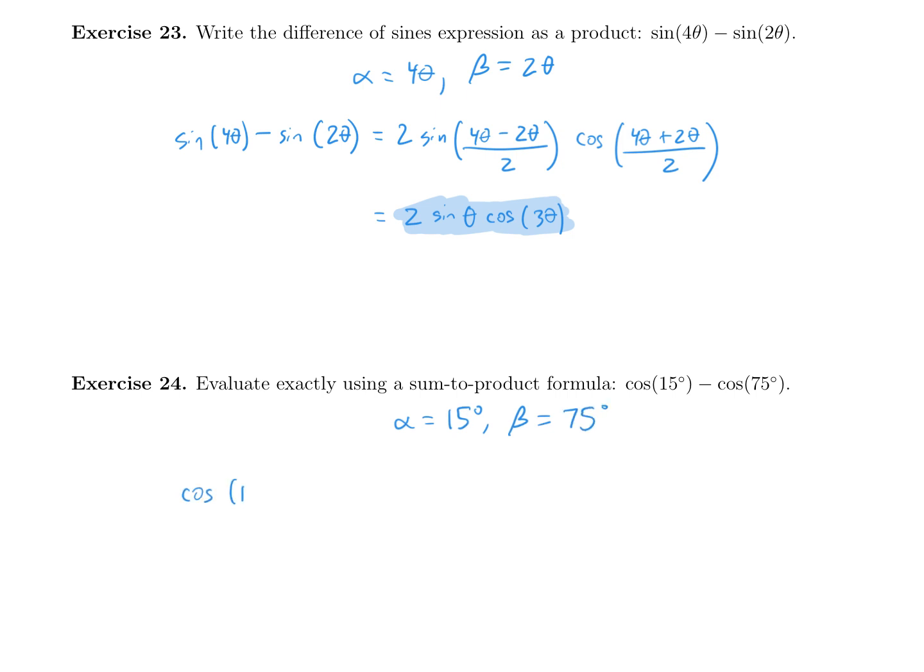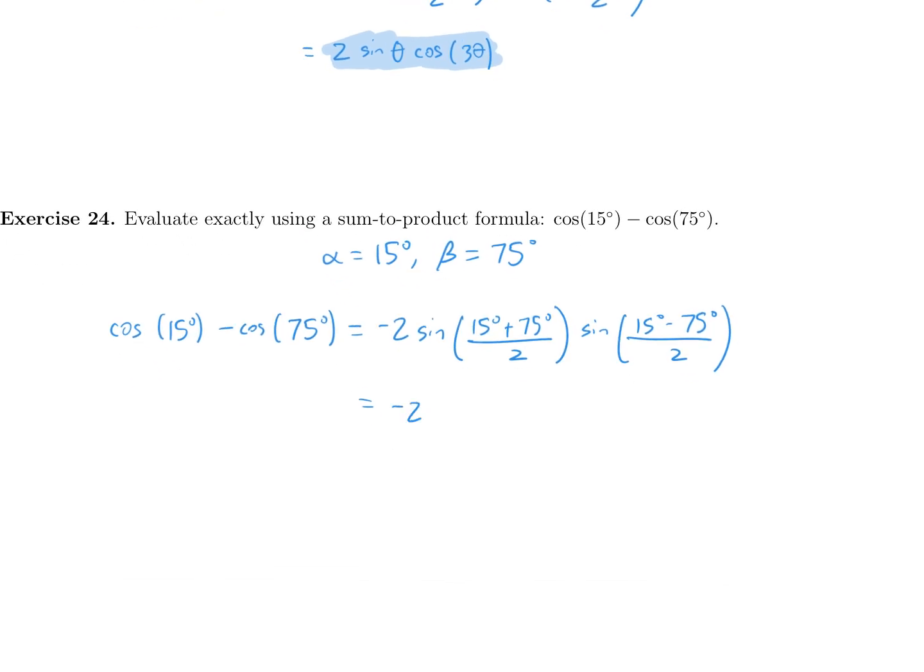So cosine of 15 degrees minus cosine of 75 degrees is going to equal -2 sine of the sum divided by 2, 15 degrees plus 75 degrees over 2, times sine of the difference, 15 degrees minus 75 degrees over 2. And if we simplify that, we will get -2 sine of 15 plus 75 is 90, divided by 2 is 45 degrees.